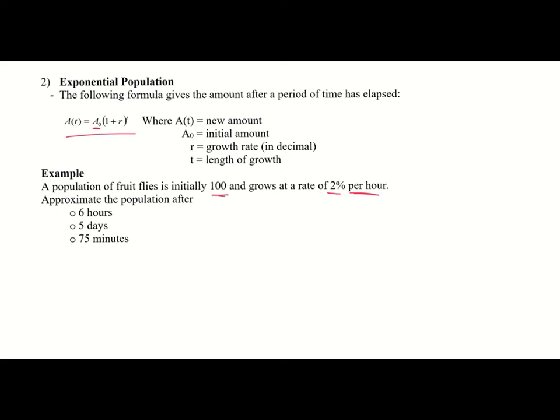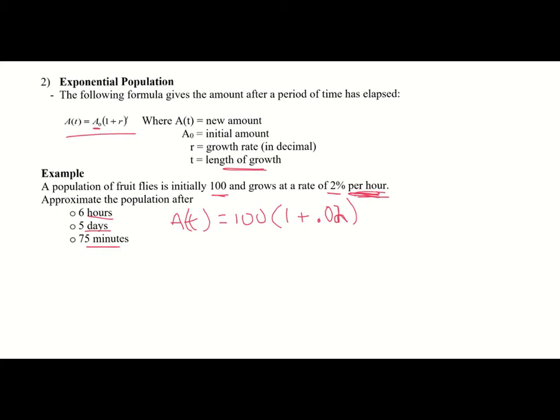So in our case, we know that it is 100 fruit flies times 1 plus the rate of growth. And you want it as a decimal, it's 2%, so 0.02. And then you're going to do your time. T is the length of growth. Now ours is per hour. So notice down here we have 3 problems to do. We have 6 hours, 5 days, and 75 minutes. But our rate of growth is per hour.